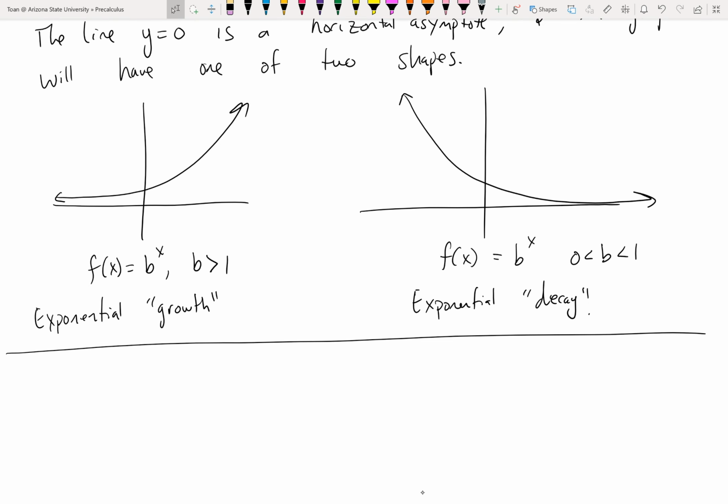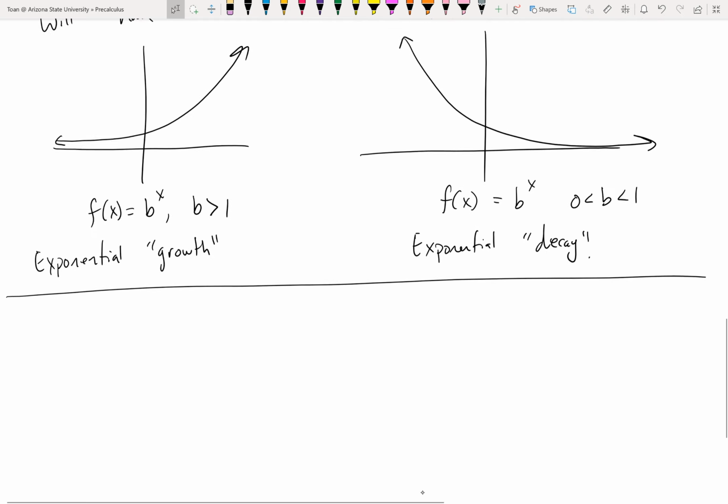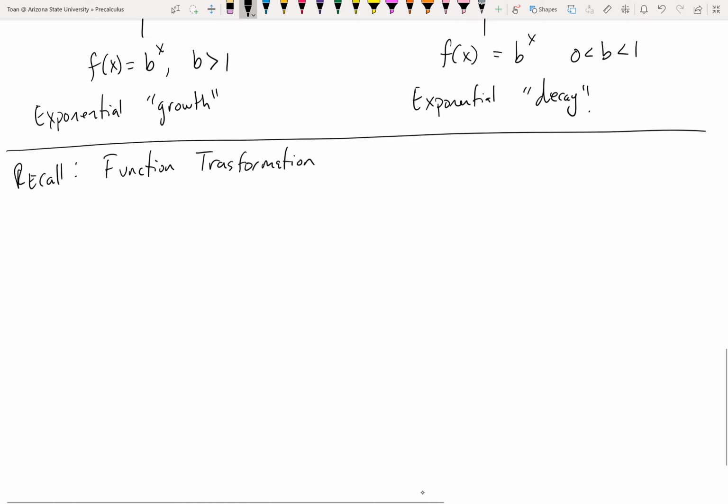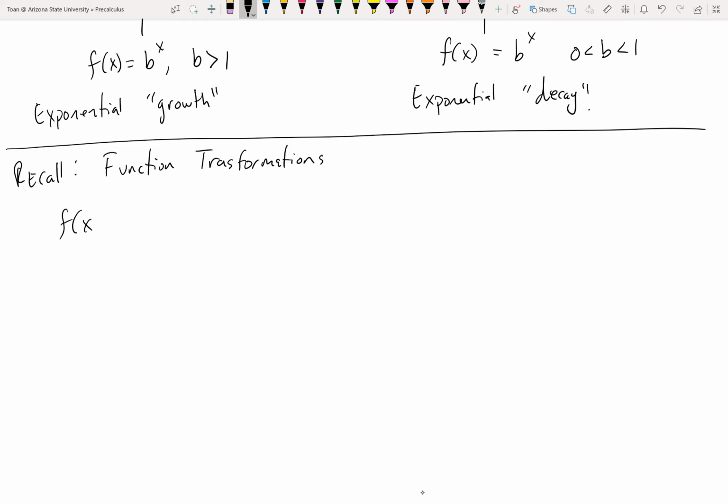So I emphasize that this is true for all basic exponential functions, but what if we don't have basic exponential functions? What if we have lots of timesing, plussing, minuses, so on and so forth? We have to recall function transformations. This is a list that we've probably written down 5, 6, 7 times, but it is worth repeating. Because if you know the transformations, you just transform the basic shape. So what are the transformations?